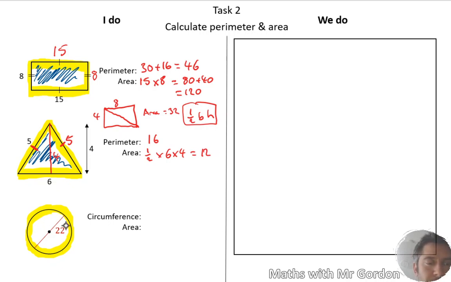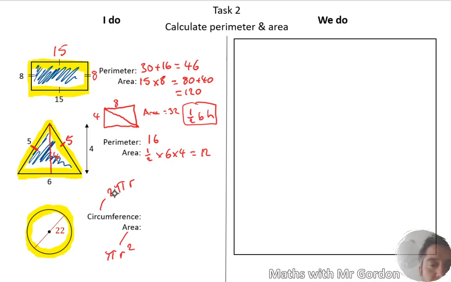Now we've got a circle, and for the circumference of the circle, we have a formula, which is 2 times pi times the radius. And for the area, we have pi times r squared.